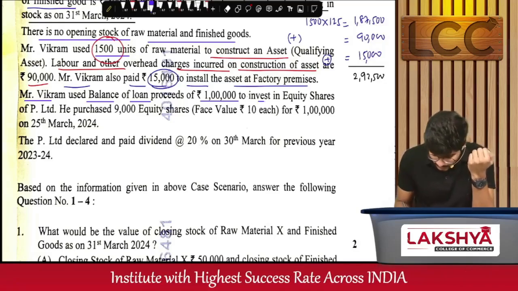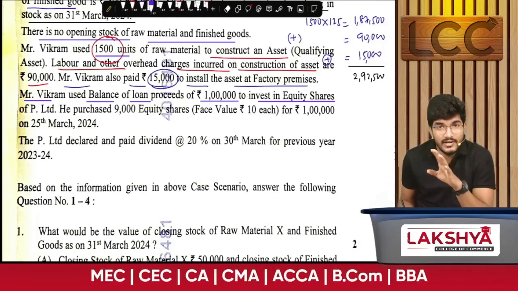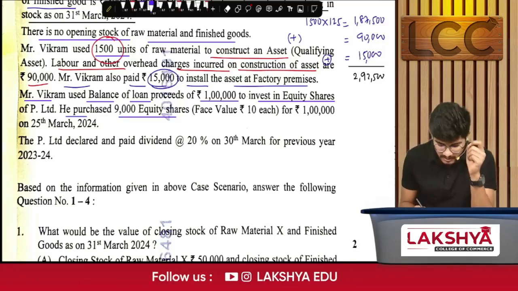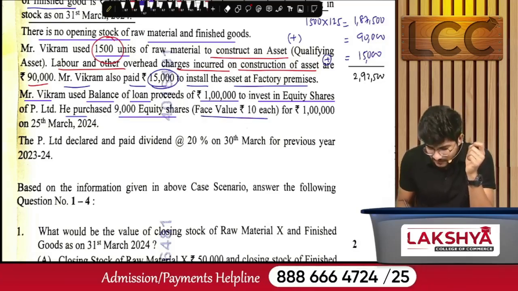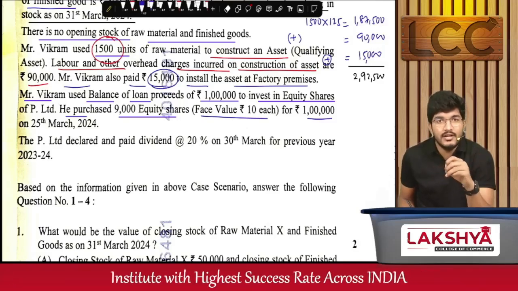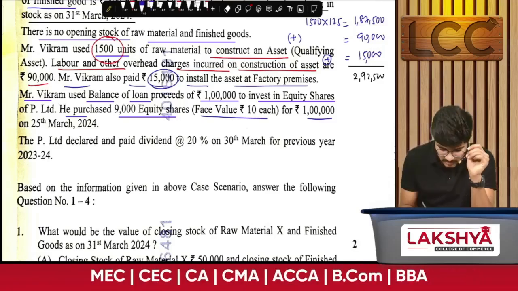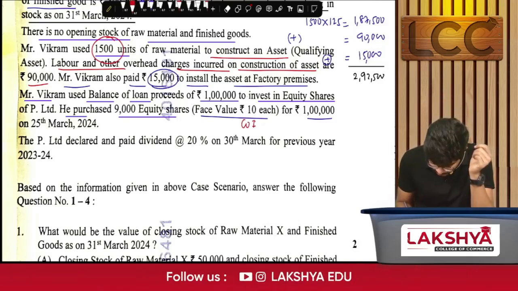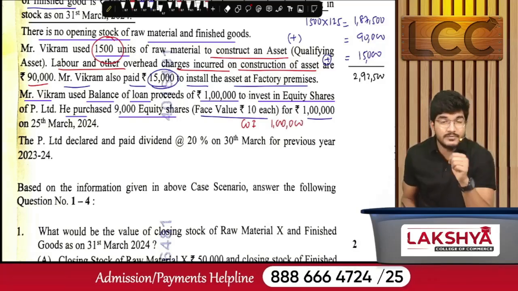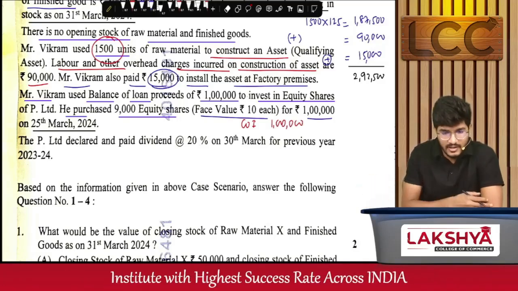Mr. Vikram invested in the equity shares of P Limited. So there we should use the provision AS 13. He purchased 9,000 equity shares, which have a face value of 10, for rupees 1 lakh. Now, if you observe, 9,000 shares of rupees 10 is nothing but equity share capital, face value is only 90,000, but we incurred a cost of 1 lakh rupees. So cost of investment is 1 lakh rupees. And this investment was purchased on 25th March 24, so just 6 days before the year end.